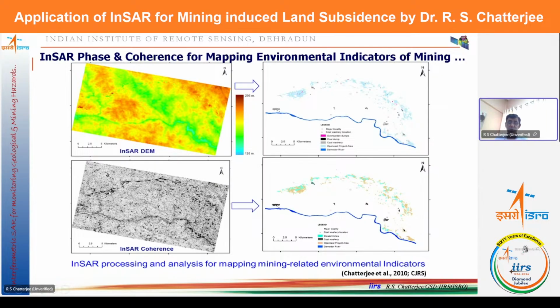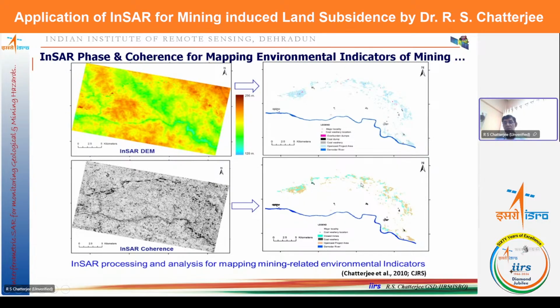Now in case of interferometrics or coherence, the total open cast mines we could map from the optical data itself. But out of that, some of the open cast mines remained unreclaimed for a long time, abandoned for a long time, or temporarily closed. So this kind of monitoring we could do from the interferometrics or coherence, because those open cast mines are closed or abandoned permanently or closed temporarily for some time.